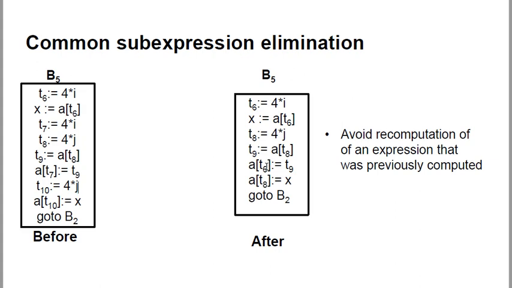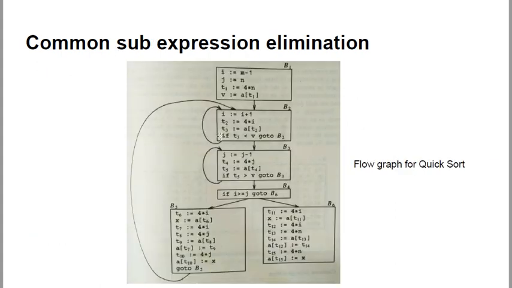So what is happening is that after the common sub-expression is eliminated, we are able to optimize our source code. So this is one basic technique for code improving function preserving transformations. This is the common sub-expression elimination.